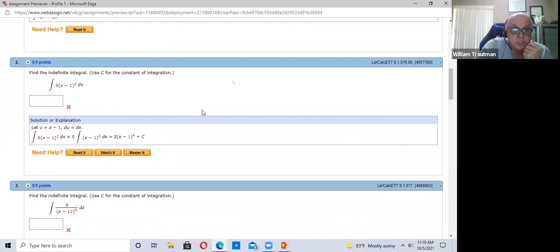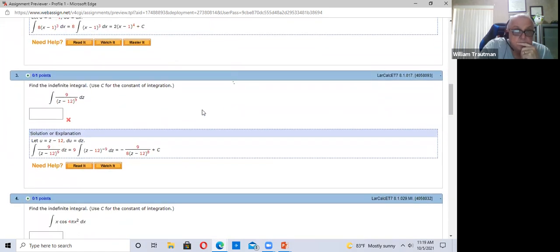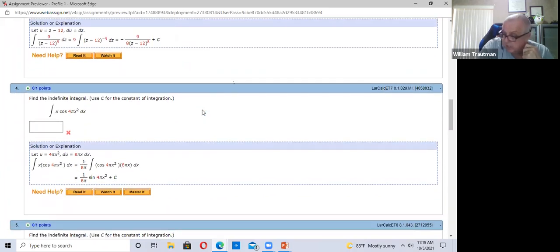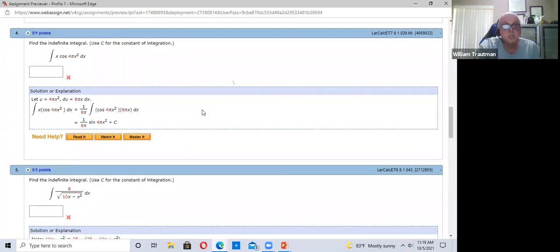Question 2 is just a standard u du. Same way with question 3, you just bring the 9 to the top. It's a negative, and then integrate it, add 1. Let's look at number 4. And if we look at number 4, we have an x times this.